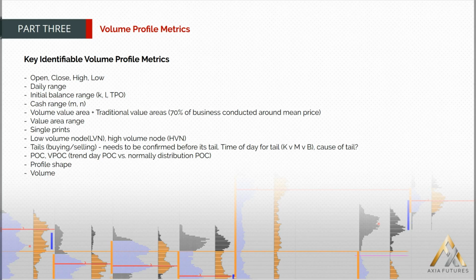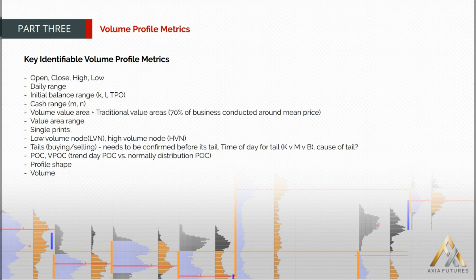We then have the volume value area plus traditional value areas. The volume value area is simply the area of the distribution where 70% of the day's volume is transacted. In terms of a traditional value area, this is just 70% of the time of the day where the market transacts. Then, the value area range. This is simply the distance between the high and the low of the value area of the day.